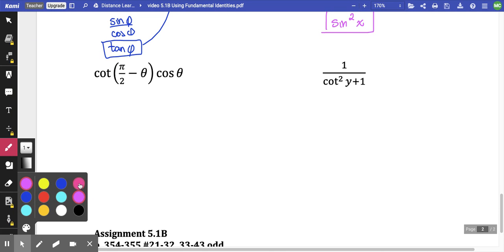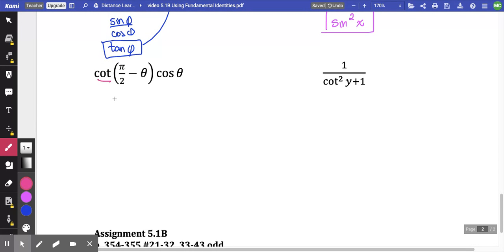Okay, so for our next one here, we've got cotangent of pi over 2 minus theta times cosine of theta. Now within this one, I'm seeing pi over 2 minus theta. And so immediately I'm starting to think about cofunction identities. So the function that has that as its argument is cotangent. So the cofunction for cotangent is tangent. So that means I could rewrite this just as tangent of theta times cosine of theta.